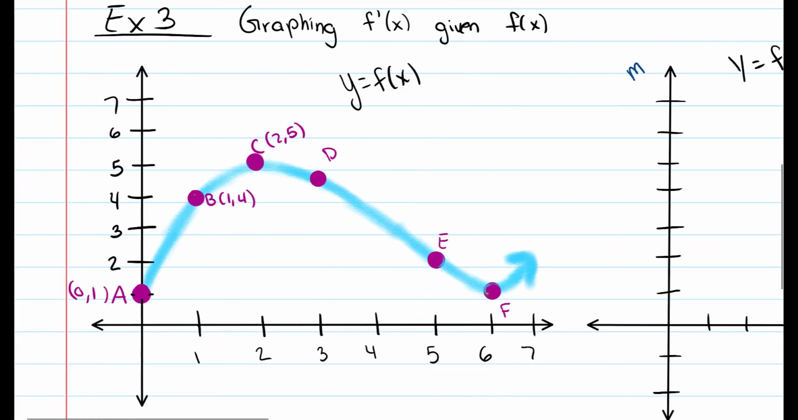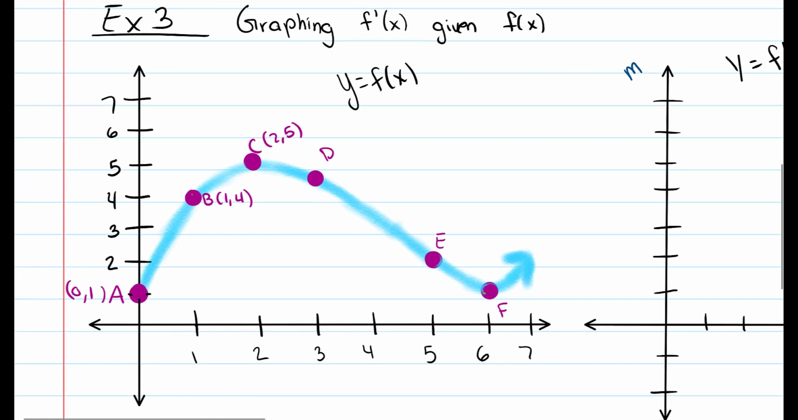So what we're going to do is look back at this graph and find the slopes between these values. Let's now look at the average slope between the points A and B. The run is 1 and the rise is 3. So between the points A and B, we have an average slope of 3. Between the points B and C, we have a rise of 1 and a run of 1. So we get m is equal to 1 between B and C.